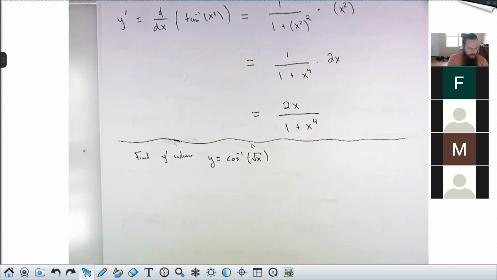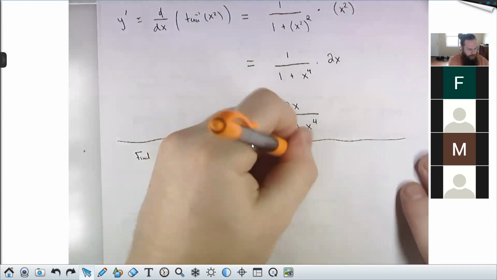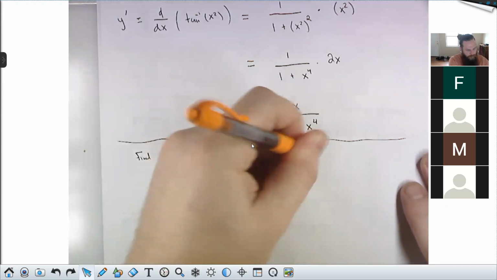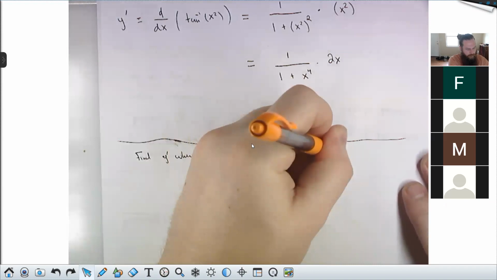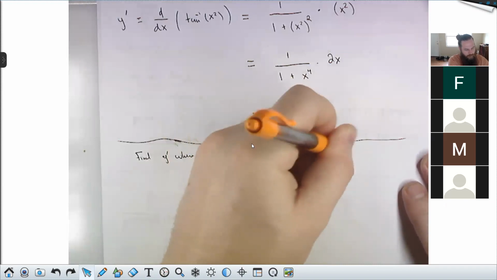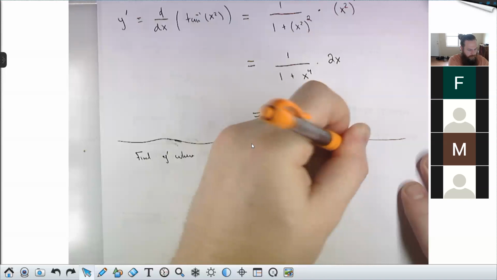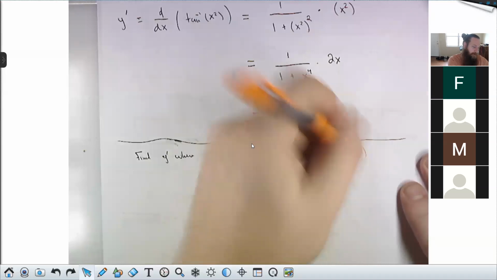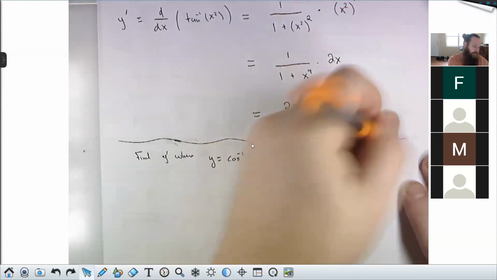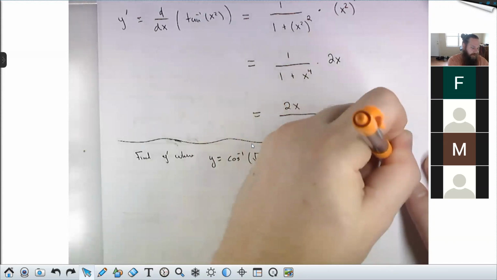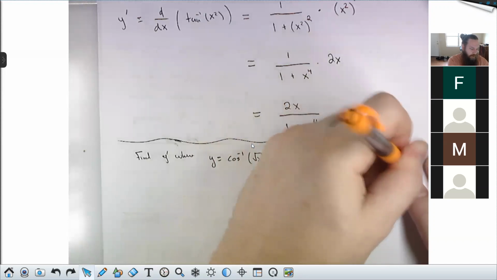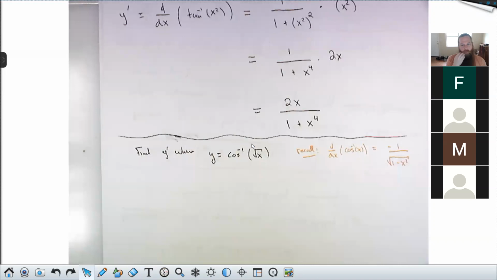Here, the little thing that we need to recall, the new derivative formula that we have, is the derivative of old-fashioned inverse cosine, which is the negative of the derivative of inverse sine. So this is the negative of 1 over the square root of 1 minus x squared. Only now, instead of having an x inside, I have a square root of x inside.